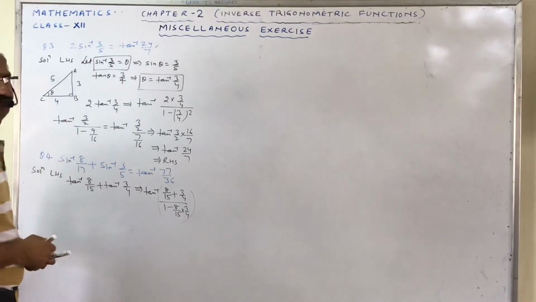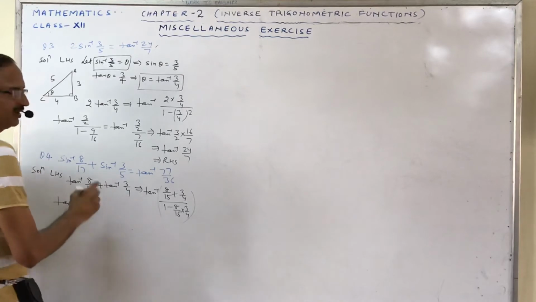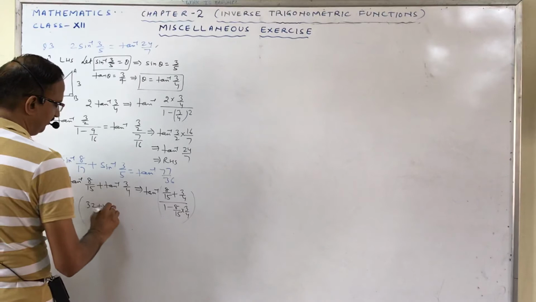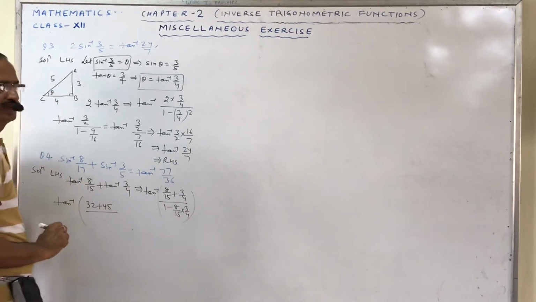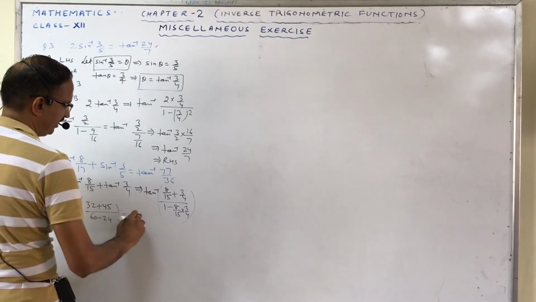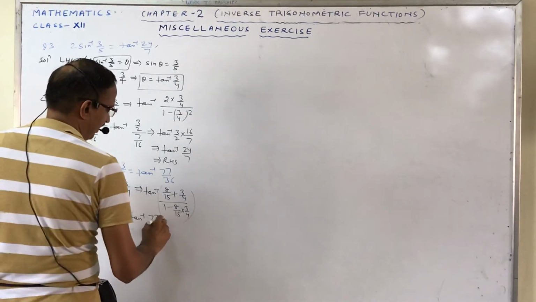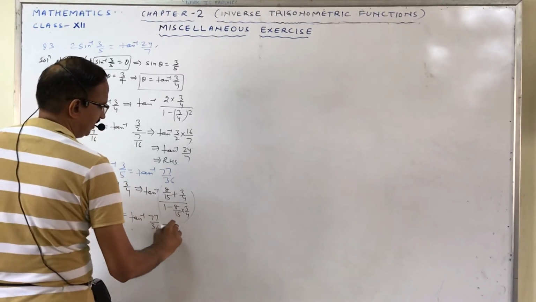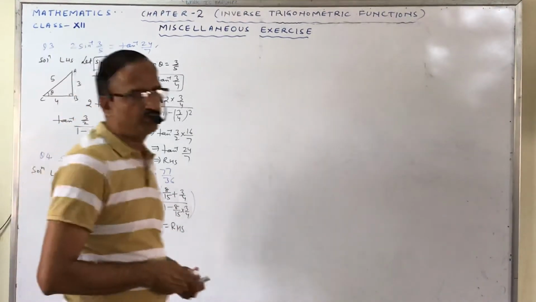When we simplify these two, we will get tan inverse, in the numerator 32 plus 45, in the denominator 60 minus 24, and finally the answer is tan inverse 77 by 36, and this is nothing but the RHS. So in this way this is proved.